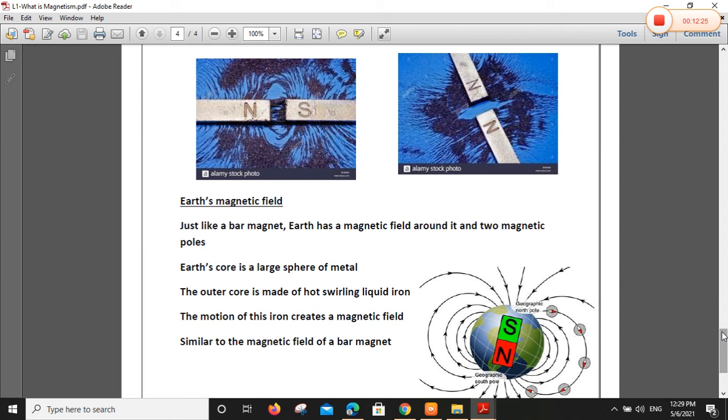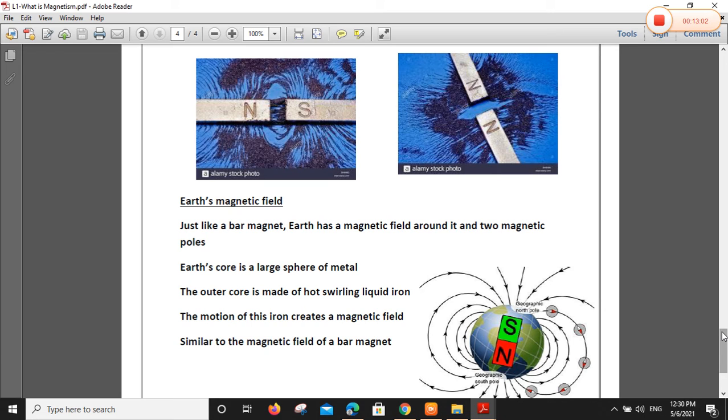What about Earth's magnetic field? Earth has a magnetic field, yes. Why, miss? Because Earth has a lot of regions. We have the crust layer, the mantle layer, and the core. In the core of Earth, we have the outer core and the inner core. The outer core is made of what? Molten or liquid iron. We have iron inside the outer core of the Earth.